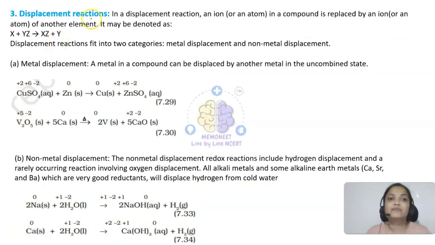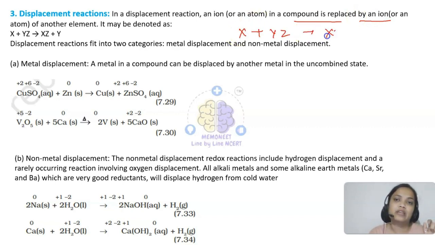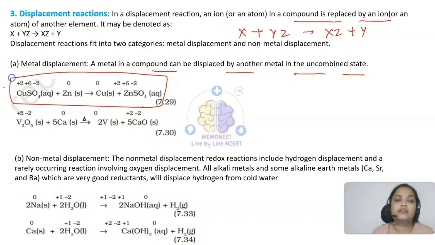Now we have displacement. You have already studied that displacement reactions are the ones where an element, or you can say an ion in a compound, is replaced by another ion of another element, meaning it is displaced by the more reactive one. Like X plus YZ will give you XZ plus Y, or A plus BC, like that. We have two types of these reactions. Metal displacement means a metal in a compound can be displaced by another metal, and that other metal is in uncombined state. This reaction we have just seen, right?